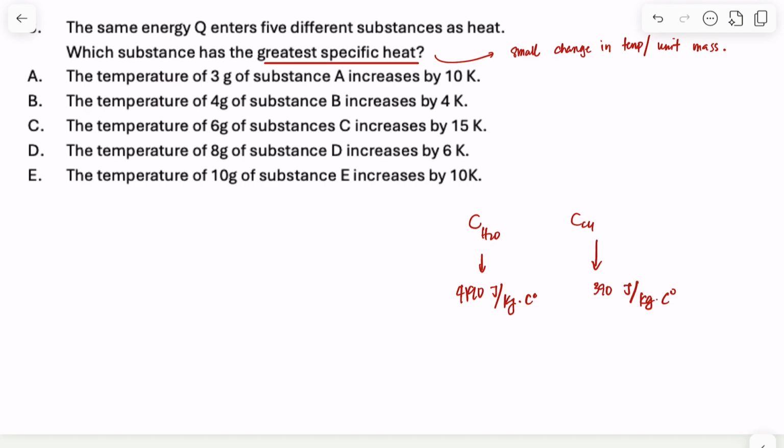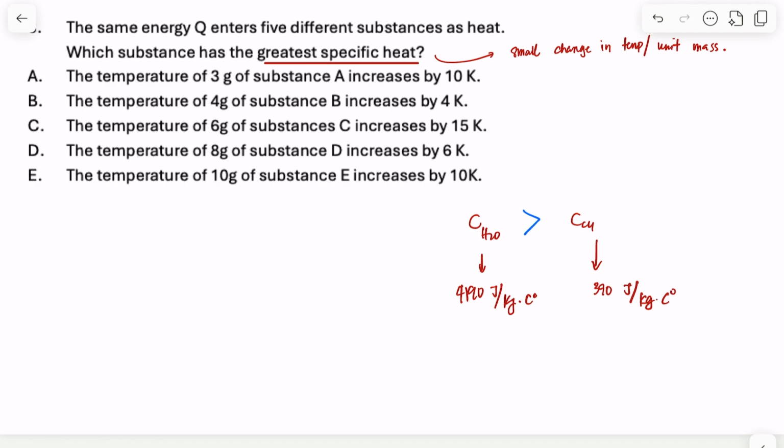This means that for water, it needs 4190 joules of heat energy for 1 kilogram of it to change the temp by 1 Celsius degree. For copper, you only need 390 joules of energy for 1 kilogram of it to change by 1 Celsius degree. So if it has a greater specific heat, in this case water, it will have a small change in temp per given mass, or equivalently, it doesn't increase its temp that much directly. That's why water is a good thermal regulator of the earth.